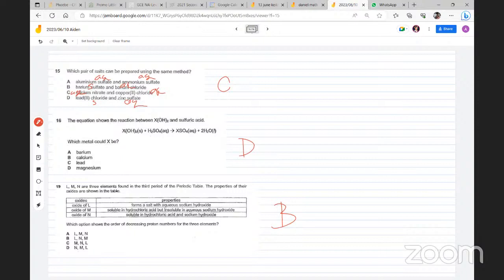Aqueous. Aluminium, ammonium. Like for A, aluminium is a metal. Ammonium sulfate is also a salt, but ammonium is strictly speaking not a metal. Maybe that's the clue. Okay, so let me sharpen your understanding by doing this.